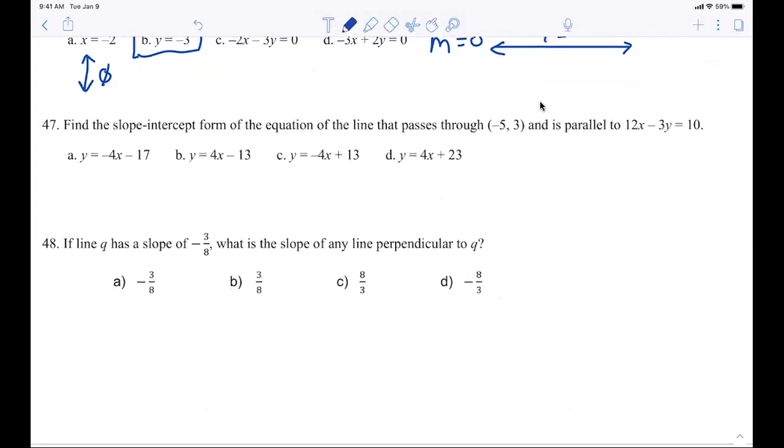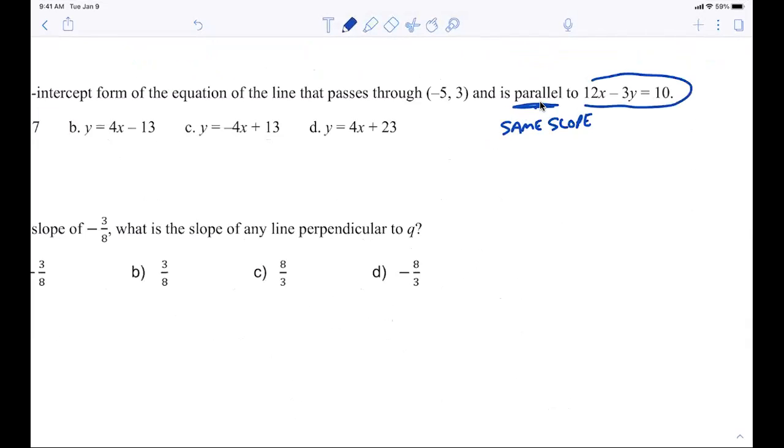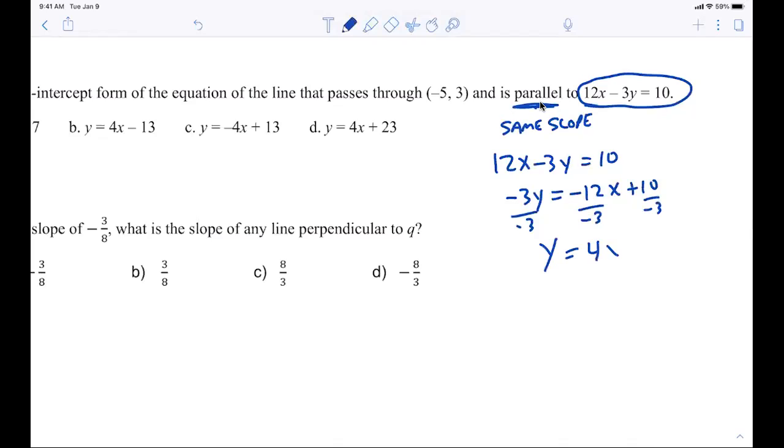All right, now I need everybody to highlight parallel. And parallel means that they have the what? Same slope. They have the same slope. So what's annoying is I have to figure out what the slope of this line is first. So let's come down here. 12x minus 3y equals 10. Negative 3y equals negative 12x plus 10. Now I divide by negative 3. So y equals 4x minus 10 thirds. Do I really care about this negative 10 thirds? No. I only care about the slope.